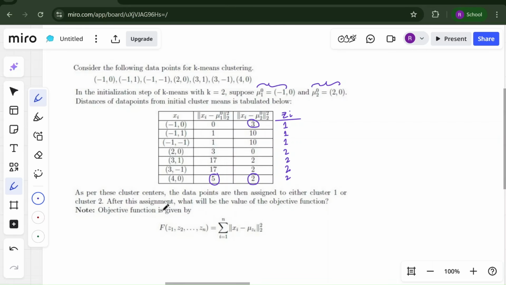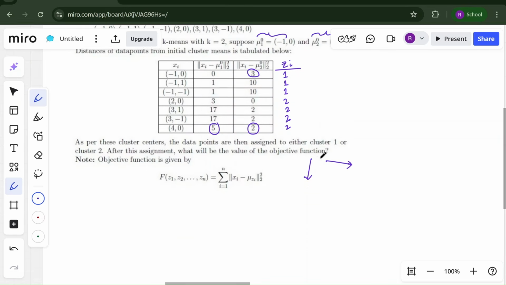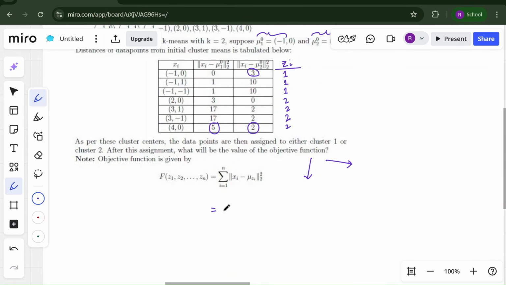Now, what is happening is that after this assignment, what will be the value of the objective function? So this was a controversial question. Some people said that you have to do the reassignment and then do it. Some people said you don't have to do the reassignment. So ultimately, it was decided that both classes of people got marks. Okay, so let's anyway do it. So this objective function, if I evaluate, it is not asking for a reassignment. So let me do it both ways, okay? Without reassignment.